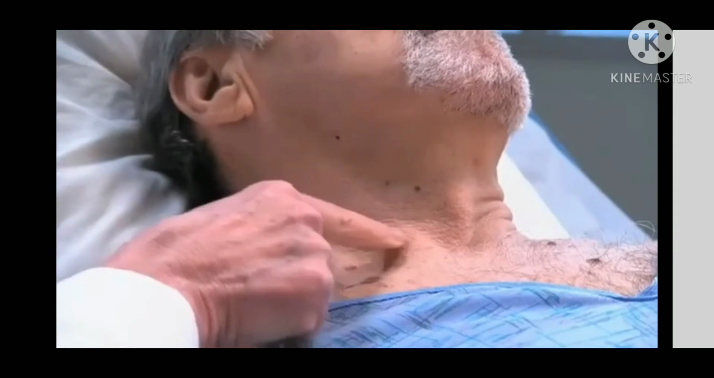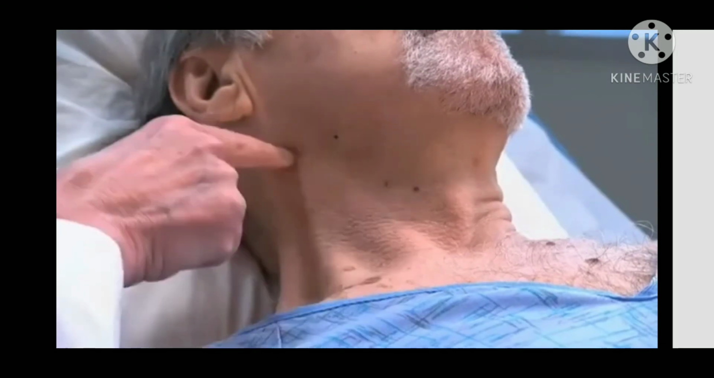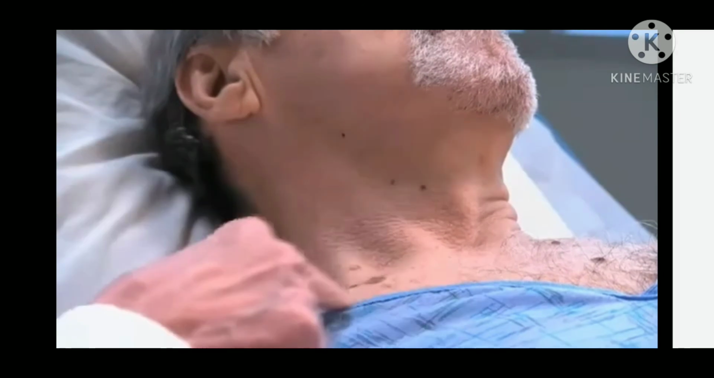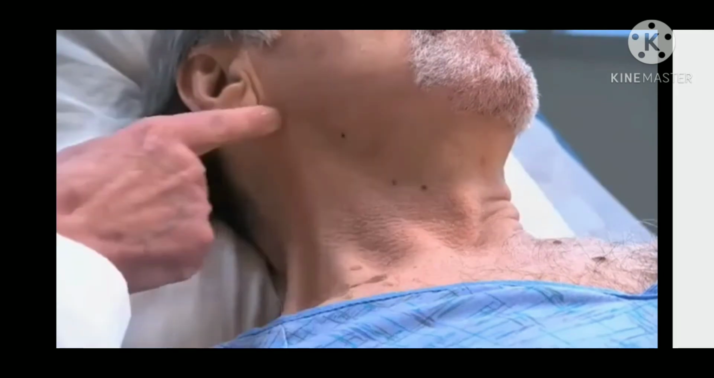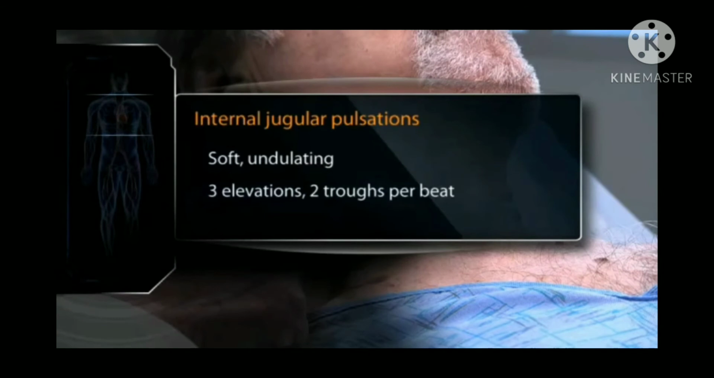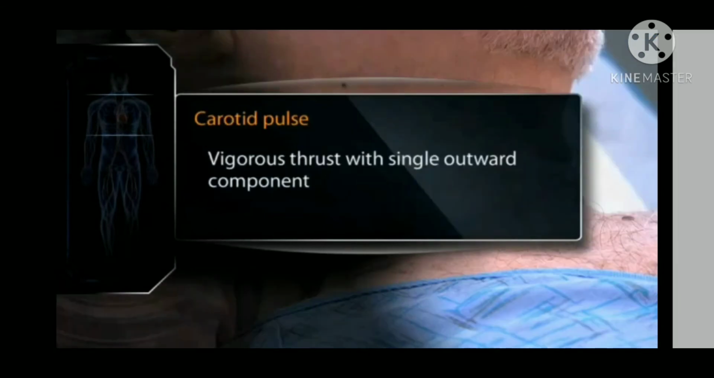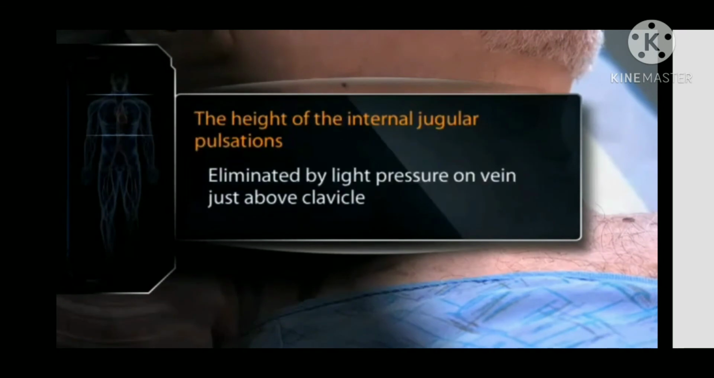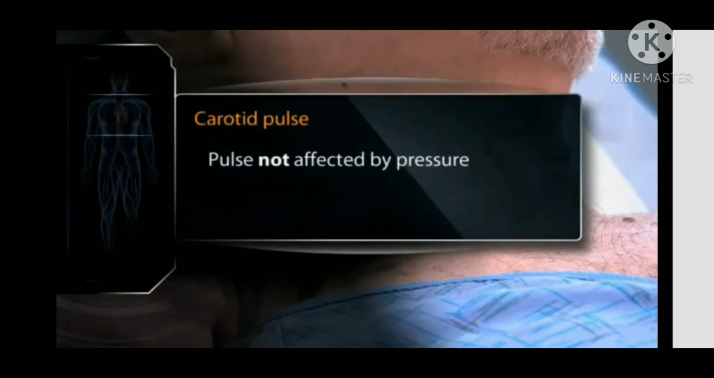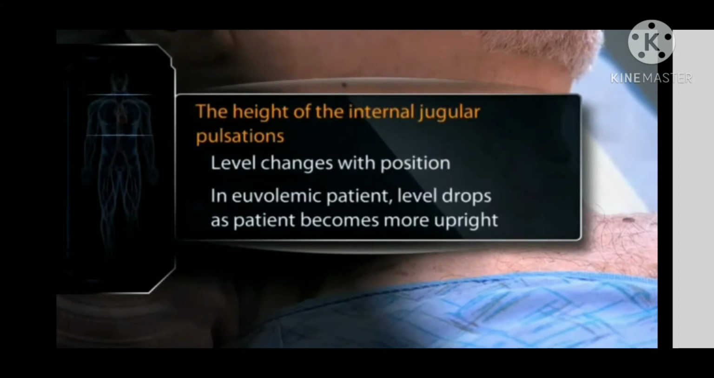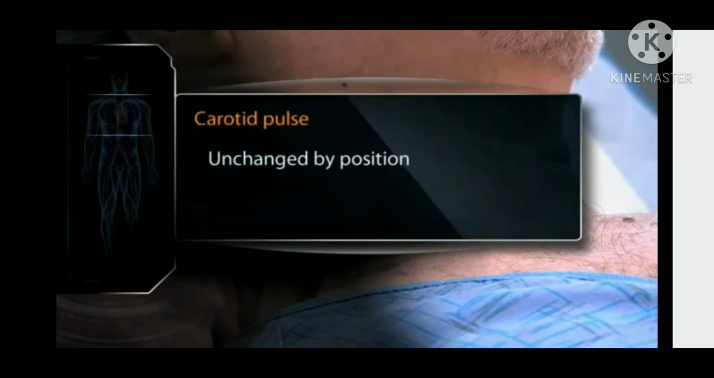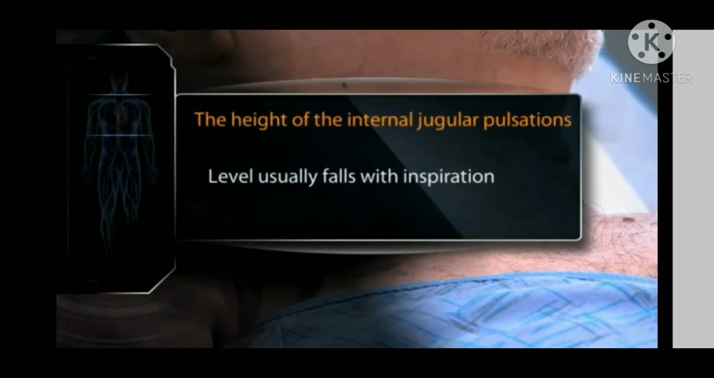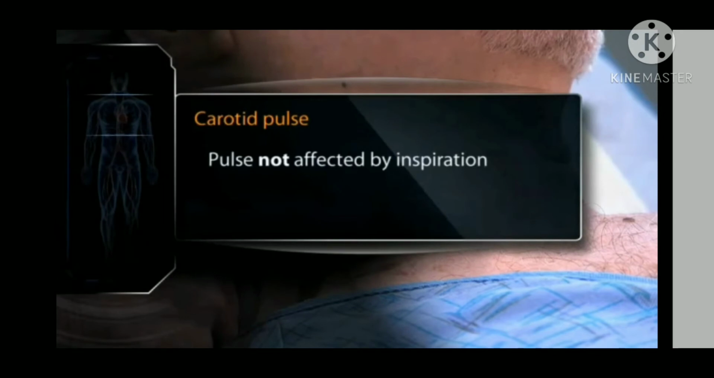Internal jugular pulsations are rarely palpable. The carotid pulse is almost always palpable. Internal jugular pulsations are eliminated by light pressure on the vein. The level of internal jugular pulsations changes with position. The carotid pulse is unchanged by position. The internal jugular pulsation level usually falls with inspiration. The carotid pulse is not affected by inspiration.